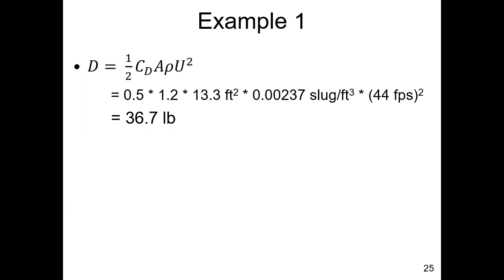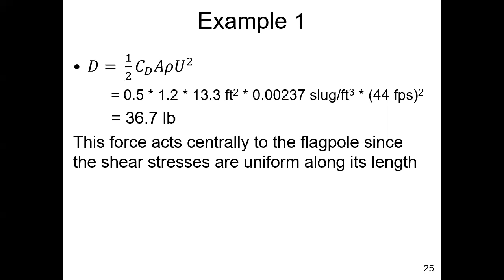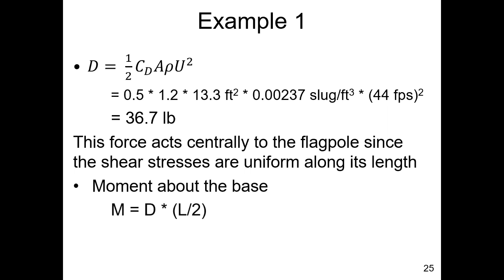But if you were holding the flagpole at the very bottom, like the ground does, now you have to look at the moment. You have to resist the moment about that point where you're trying to stabilize the system. So again, this drag force acts centrally to the flagpole, since we're assuming that the velocity and therefore the shear stresses are uniform along the length. So this force acts 10 feet from the ground or 10 feet from the top of the flagpole. So the moment about the base would be the drag force itself times half the length of the flagpole, since it operates midway along the flagpole.